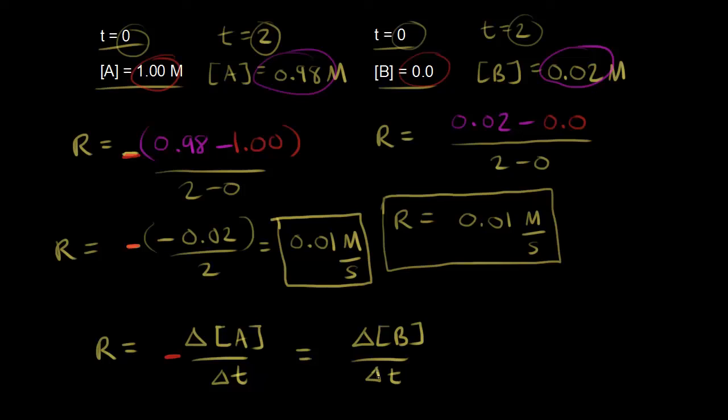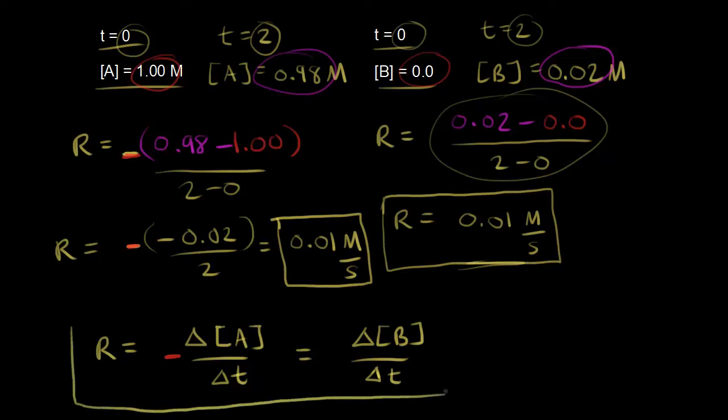And we don't need a negative sign because we already saw in the calculation that we get a positive value for the rate. So here's two different ways to express the rate of our reaction. So here I just wrote it in a little bit more general terms.